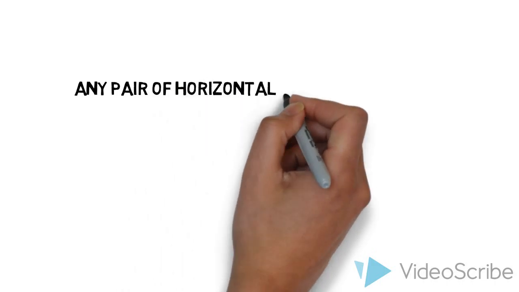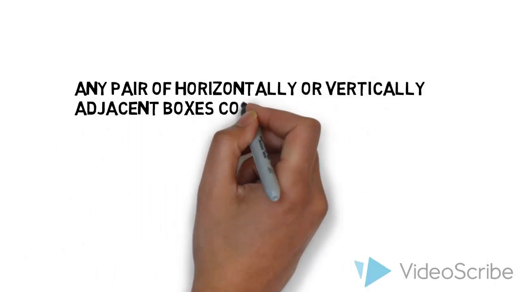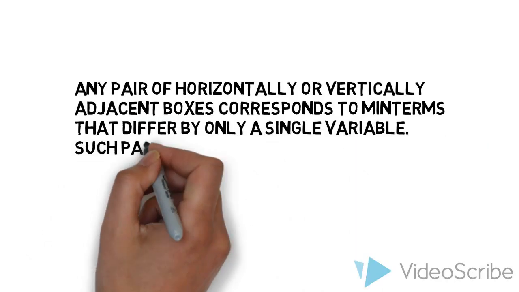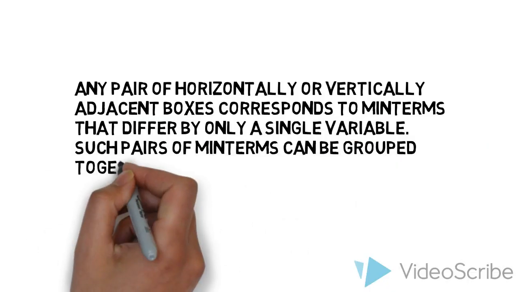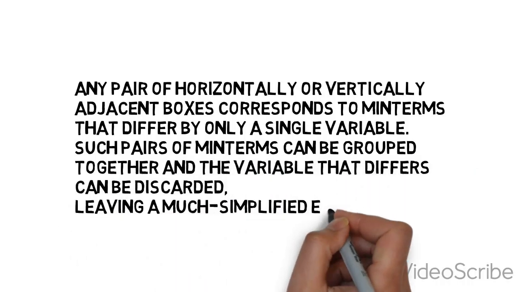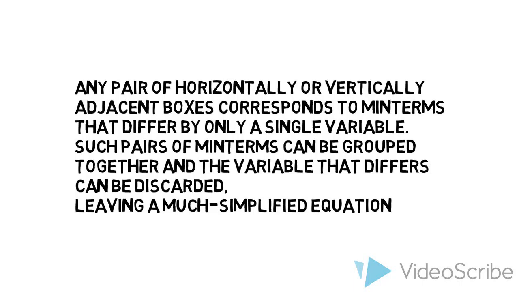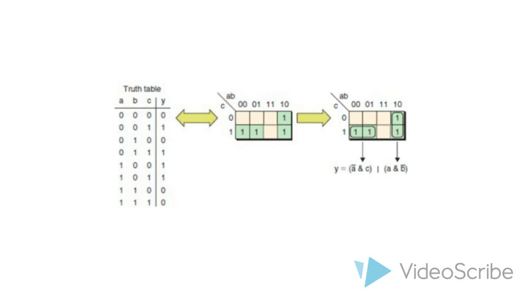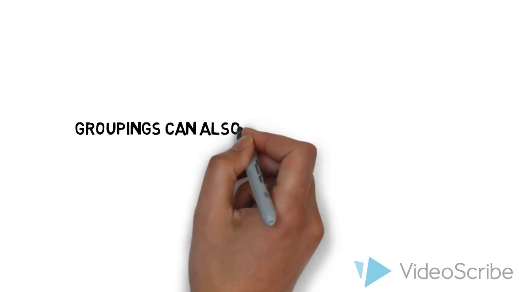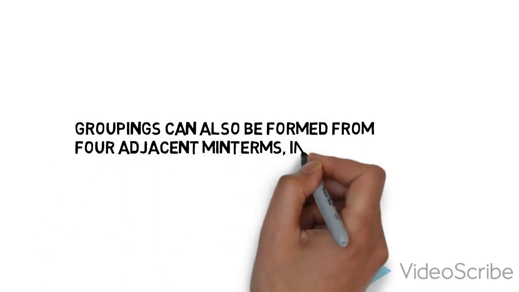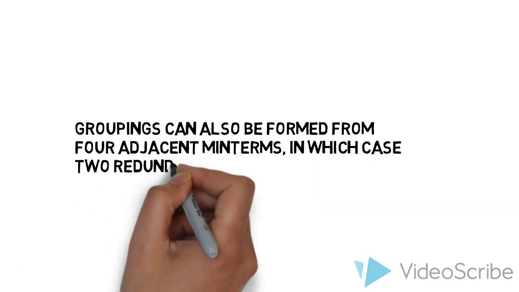Any pair of horizontally or vertically adjacent blocks corresponds to minterms that differ by only a single variable. Such pairs of minterms can be grouped together and the variable that differs can be discarded, leaving a much simplified equation. As we can see in this picture, it shows the process. Grouping can also be formed from 4 adjacent minterms, in which case 2 redundant variables can be discarded. Here are the equations for each grouping.